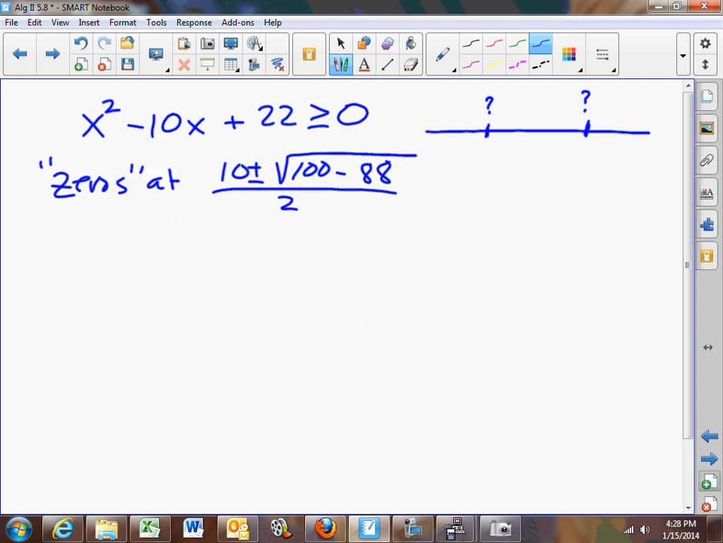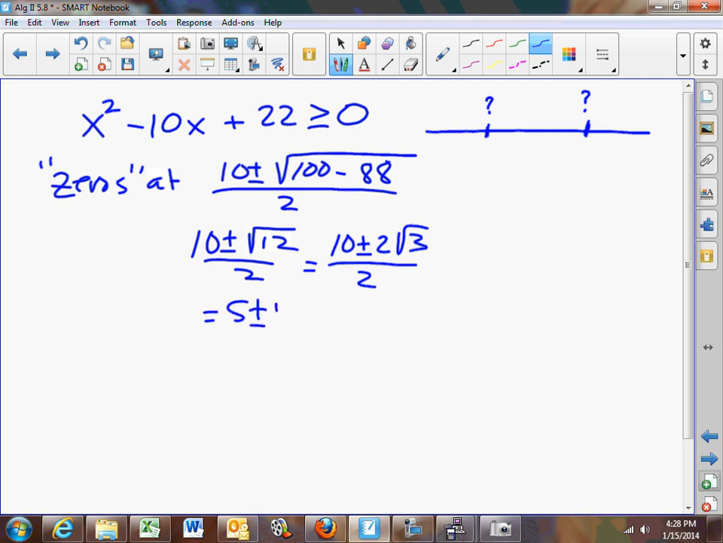Now let's do a little bit of simplifying here. We get 10 plus or minus the square root of 12 over 2. And you and I both know that 12 has a factor of 4 in it, and the square root of 4 is 2. And the 3 is not a perfect square, so it has to stay inside. Now there's a factor of 2 in both terms in the numerator, so we end up with 5 plus or minus the square root of 3. Now, that means that the quadratic polynomial is 0 at 5 minus the square root of 3 and at 5 plus the square root of 3.